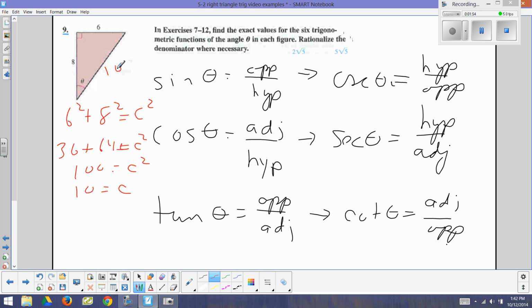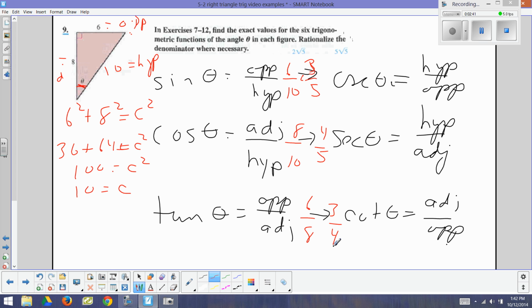So now just plug in what you know. My angle theta is here. This is my opposite side. This is my hypotenuse. And this is my adjacent side. So the sine is opposite over hypotenuse, which reduces to 3/5. Cosine is adjacent, which is 8, over hypotenuse, which is 10, which reduces to 4/5. Tangent is my opposite, which is 6, over my adjacent, which is 8, which reduces to 3/4.